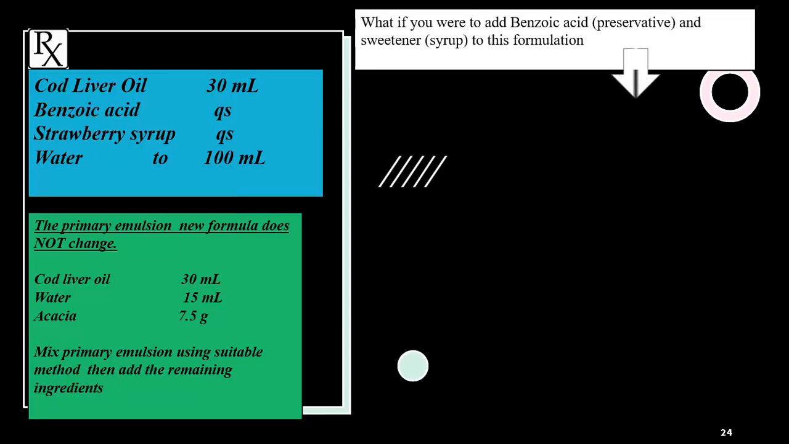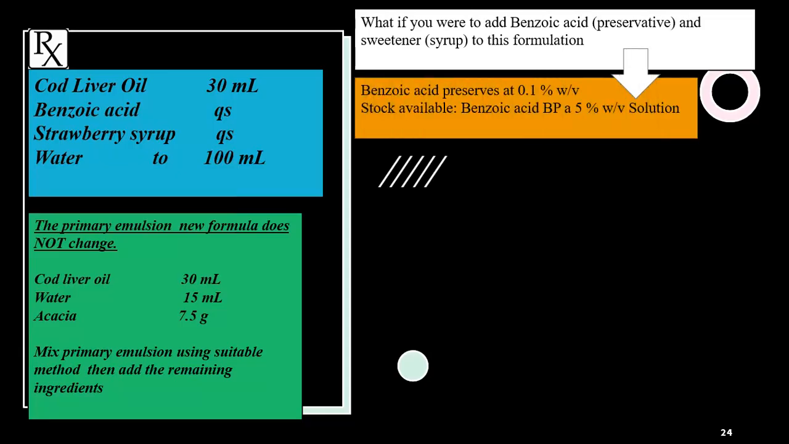Now, what if we modify the formulation and say to you, add a preservative because it's a water formulation and it can spoil, and the patient will have it at home for a while? We need a preservative. We're going to look at a scenario where we add benzoic acid. Recall the theory, 0.1% is necessary. Now, the stock available is benzoic acid BP. Benzoic acid BP is actually an internationally recognized name. It is the name, just like where you have Mercedes-Benz for a car, or Honda or Hyundai. Benzoic acid BP is actually the name of a stock that is a 5% concentration.